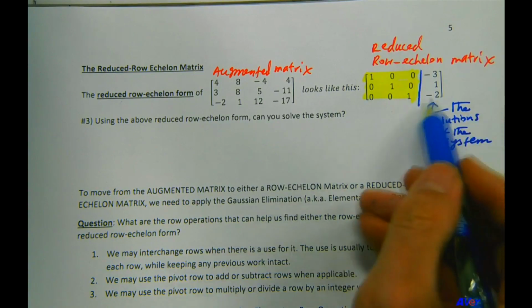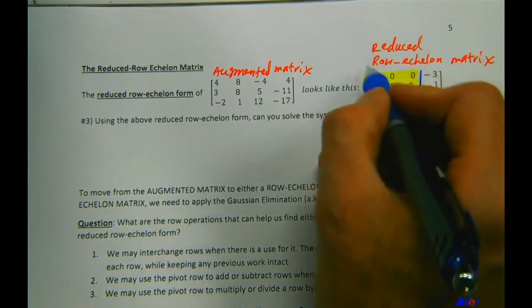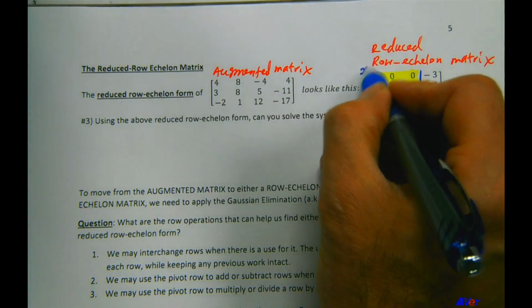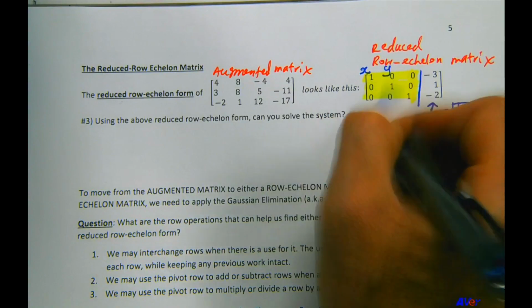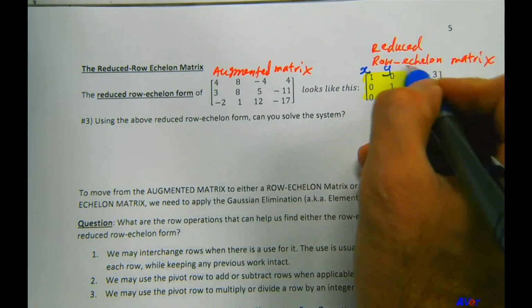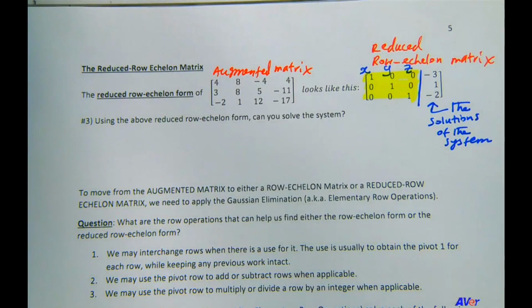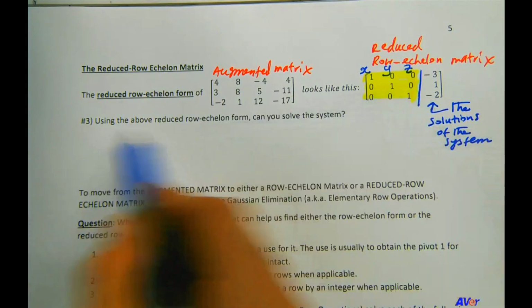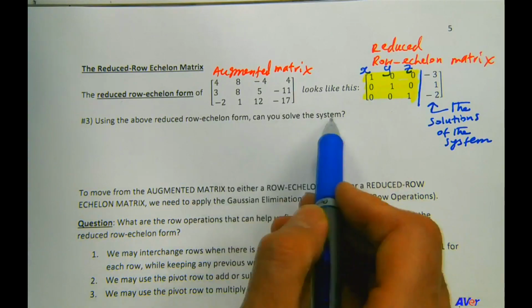Okay, so how are these numbers the solution? This column is the solution of the system. Well, again, remember what each column represents. This column is the coefficients of variable x. The middle column is the coefficients of variable y. And the third column is the coefficients of variable z. So you can easily write down the solution, as this question is asking, using the above reduced row echelon form, which is that one. Can you solve the system?